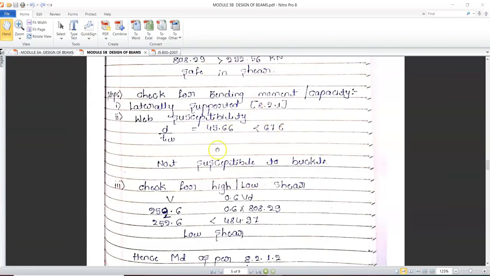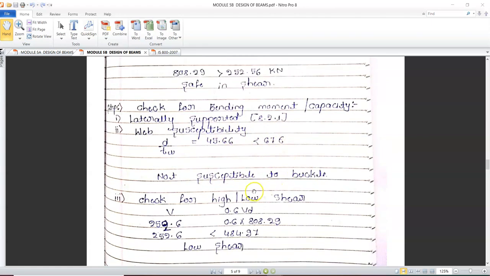The reference for this clause is given in 8.2.1 of IS 800. You can refer there. If this value is greater than 67, the web will be susceptible to buckling. In that case, we cannot follow the below procedure. So the below procedure should be followed only when the web is not susceptible to buckling.